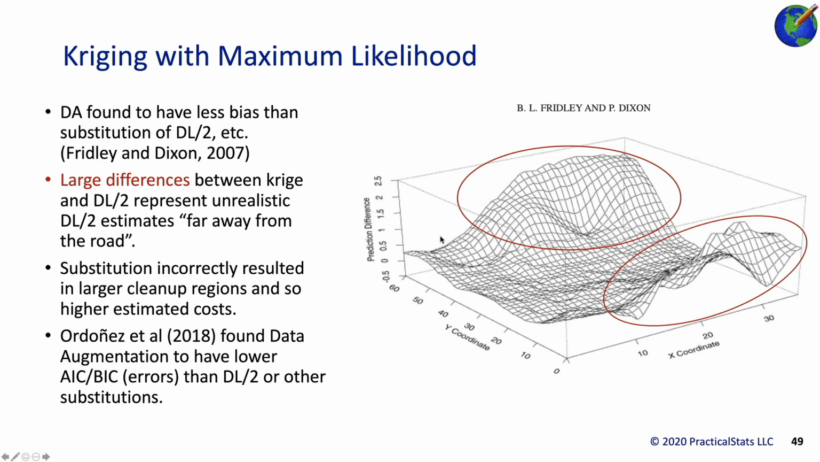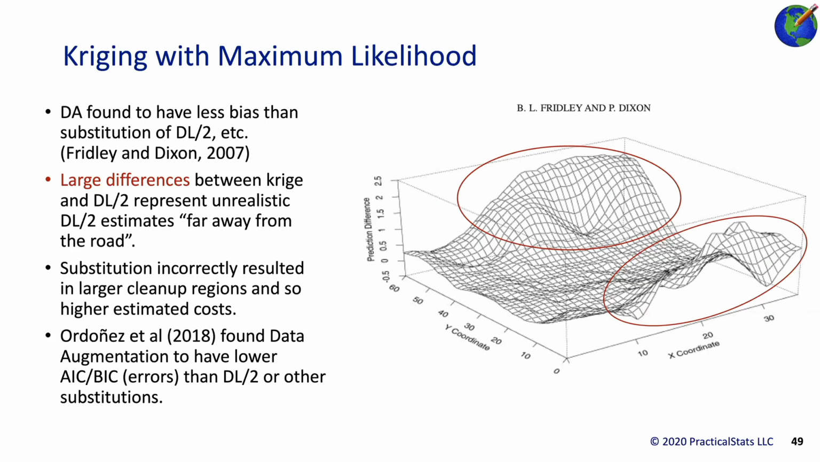doesn't work well. So this is a smooth surface. That's the difference between two smooth surfaces, one with 1/2 the detection limit, one with the censored spatial surface that I showed on the previous slide. And the big differences are out here on the edges. I think there was a road going right down through the center here.